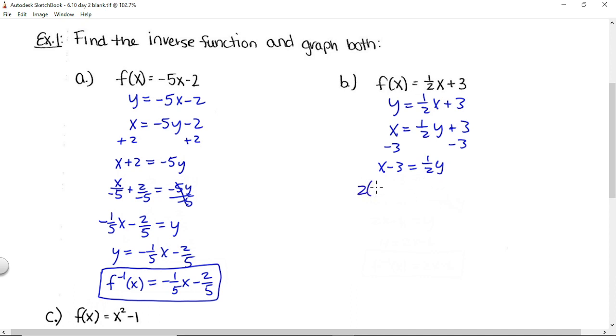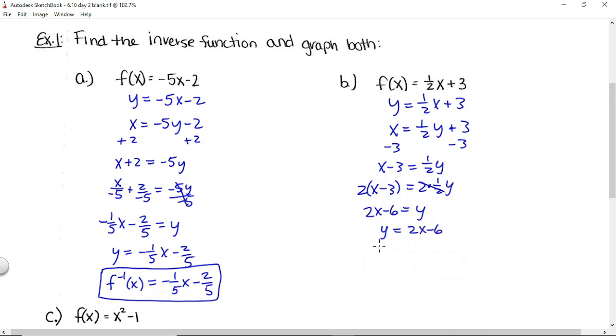The reciprocal of 1/2 is 2. Multiply the left by 2. Multiply the right by 2. And so on the left, you just distribute. On the right, it does cancel and just leaves us with y. And we've got it. We'll turn it around and put y on the left.